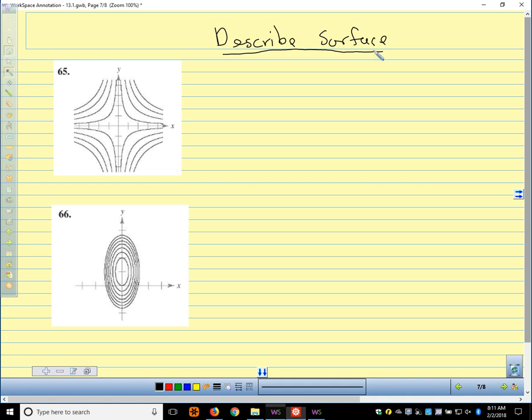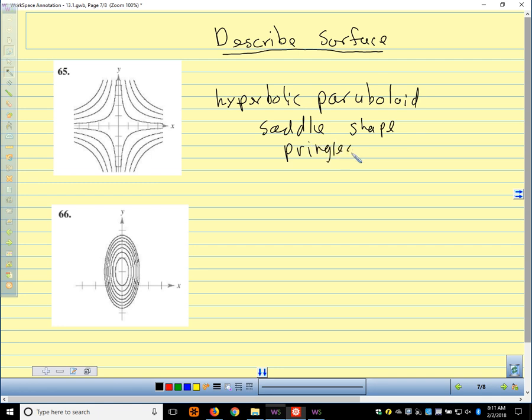And that's like the next one. Wait, so what did we call this surface? We talked about these surfaces before. Yeah, it's a hyperbolic paraboloid. Saddle shape was the other way that we thought of it. It's Pringles. It goes down here and up there.